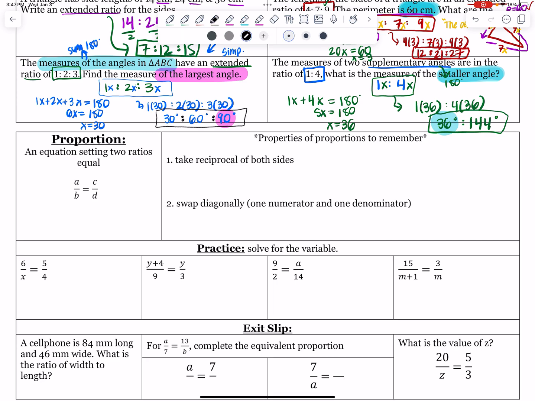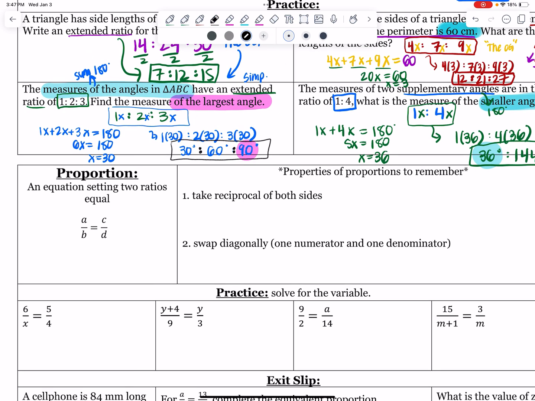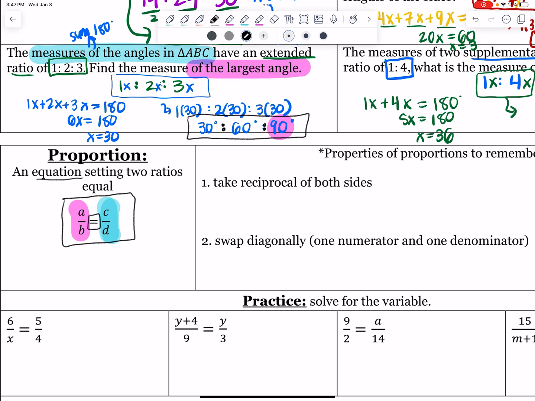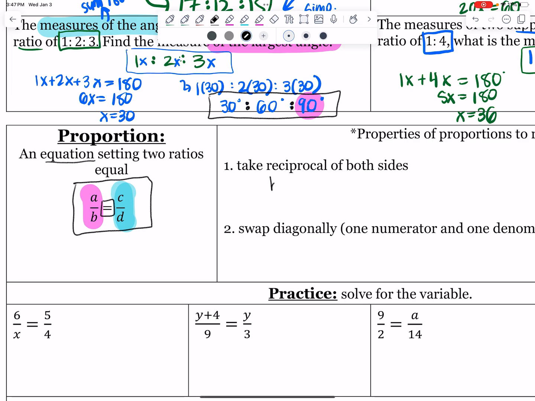All right, we talked through this in class, but we just talked about how the way that somebody sets up a proportion might be different, but there are equivalent proportions. So a proportion is just an equation setting two ratios equal. So I'm setting A over B equal to C over D. So this one ratio I'm saying is equal to this ratio. Okay. So here's how you can create some equivalent proportions, properties of proportions to remember. If somebody were to do the reverse and set it up as B over A instead, that is totally fine if they flip that pink fraction, as long as they also flip that blue fraction.